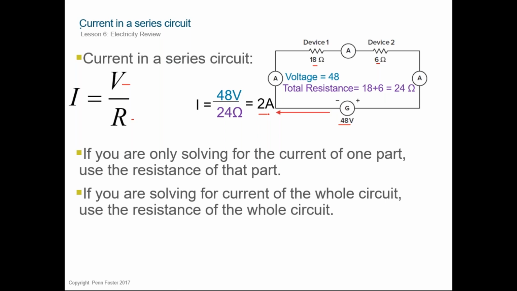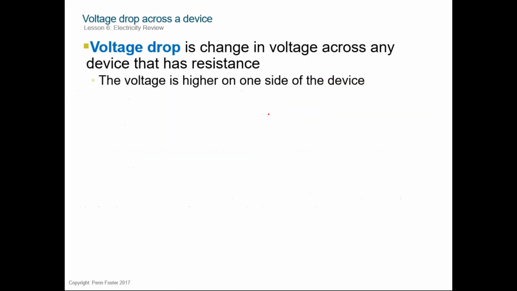Sometimes you'll be given the resistance, but more often than not, you'll get a thing like this where it says, well, you have a few resistors, you have to add them up to find the total resistance. Now, voltage drop is the change in voltage across any device that has resistance. So you have a voltage that is shown on the battery or the generator, and that's the overall voltage for the whole circuit. And as it goes across each light bulb or squiggly resistor or any other resistor, it's going to show a voltage drop.